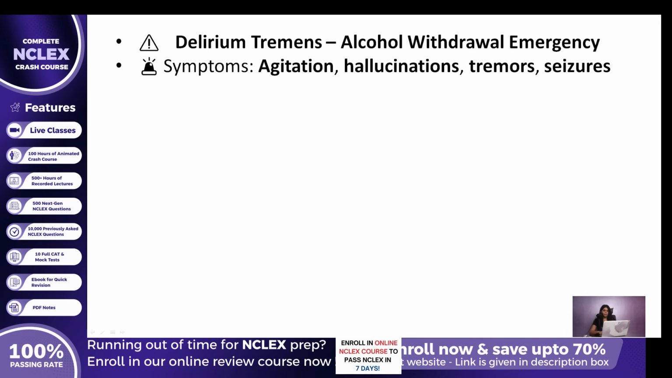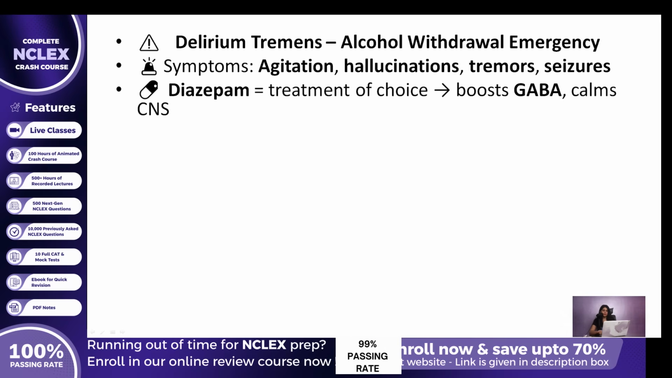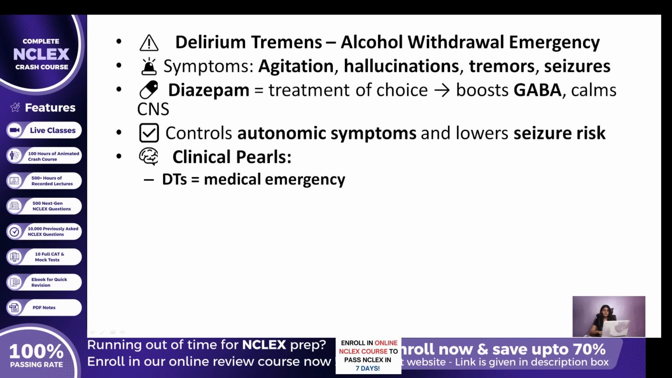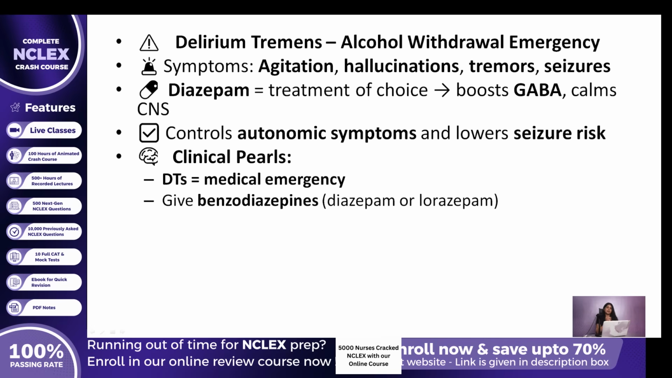Diazepam, a long-acting benzodiazepine, is the treatment of choice because it enhances gamma-aminobutyric acid, GABA, activity, calming the central nervous system, reducing seizure risk, and controlling autonomic symptoms like tremors, agitation, and hallucinations. Clinical pearls: delirium tremens is a medical emergency needing immediate benzodiazepines and cardiac monitoring. Diazepam and lorazepam are first line, with lorazepam preferred in clients with liver disease.